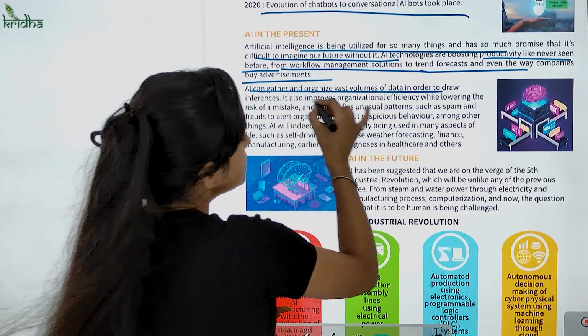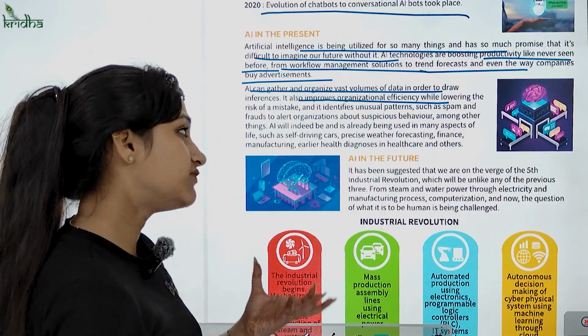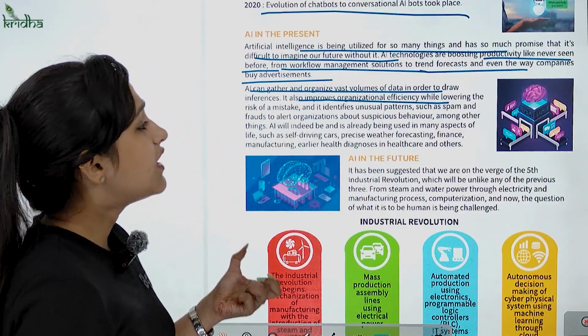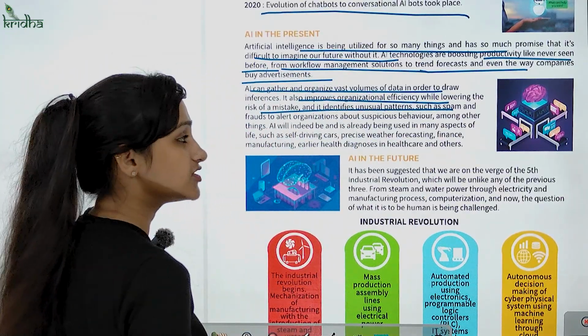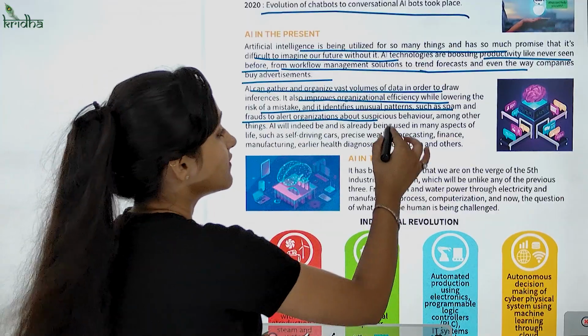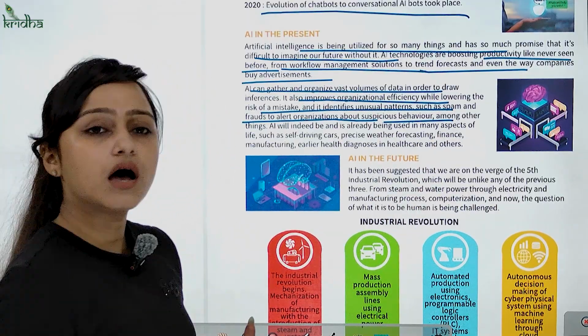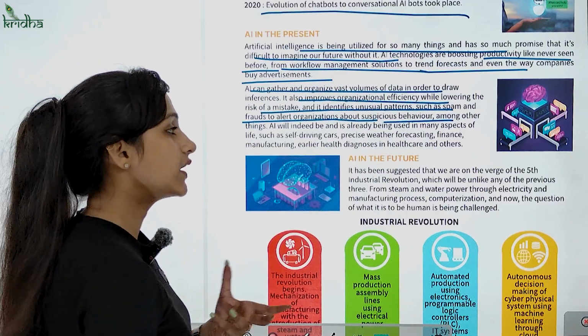It also improves organizational efficiency. Organization की efficiency को increase करता है, improve करता है, while lowering the risk of mistakes, and it identifies unusual patterns such as spam and fraud to alert organizations about suspicious behavior. ये organizations को alert कर देता है suspicious behavior जो spams होते हैं, frauds होते हैं उनके against.